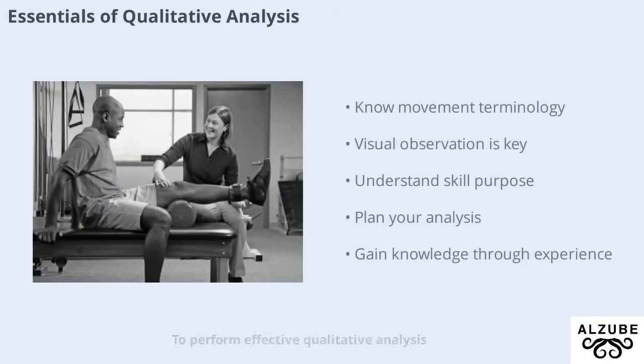To perform effective qualitative analysis, it's crucial to have a good command of language and joint movement terminology. Visual observation is the most common approach, allowing experts to quickly identify errors and suggest improvements. Before analyzing, one must understand the purpose of the skill and the potential causes of technique errors. Gaining this knowledge can come from personal experience, reading, or attending workshops and conferences.